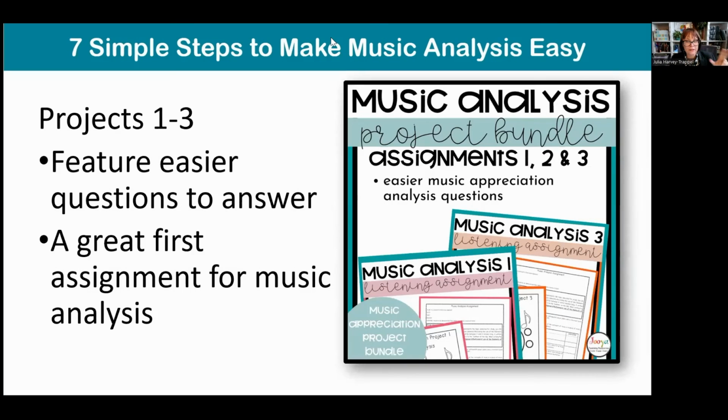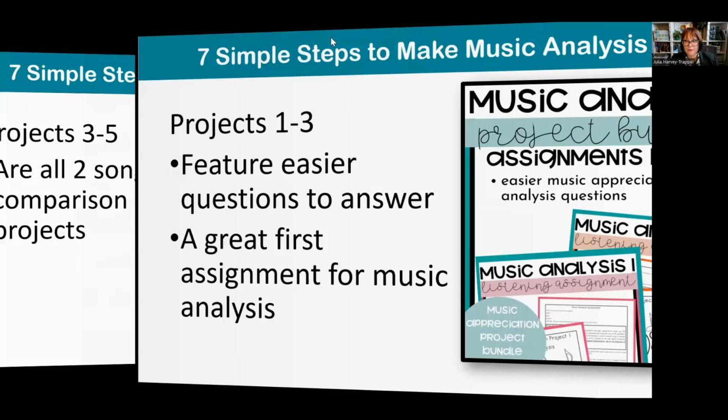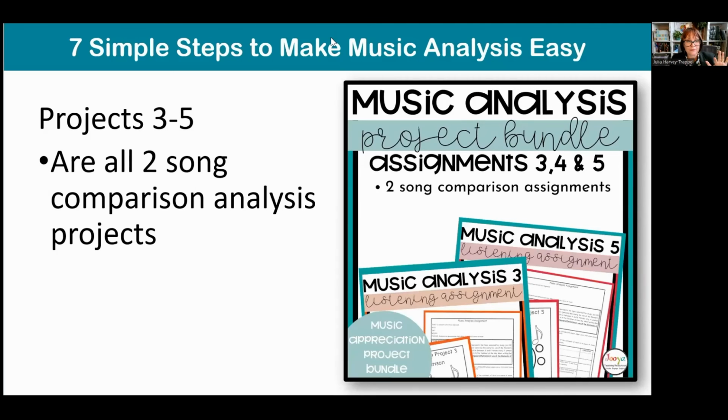Projects 1 to 3 are easier questions, as I was just explaining. Great for a first assignment of music analysis. I use those personally for year 9 especially, and the next ones for years 10, 11, 12, depending on the ability level of my students. Projects 4 to 6 are all two-song comparison analysis, and the questions just get a little bit harder in 4, 5, and 6.